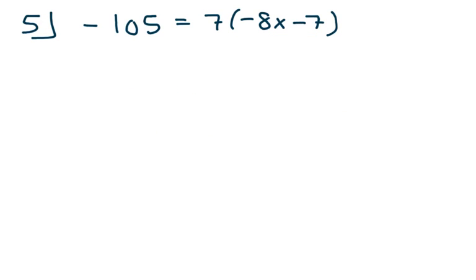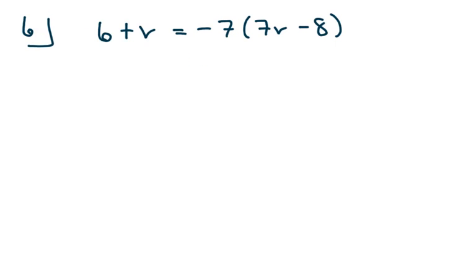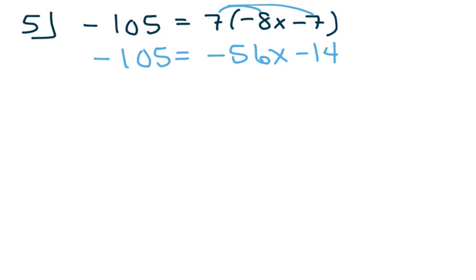And the same thing here. The first thing I'm going to do is get rid of the parentheses by distributing. Get negative 56x minus 49. I'm going to, sorry about that, I'm going to do PEMDAS backwards. And I'm going to go ahead and add 14 to both sides. This is the add and subtract part.